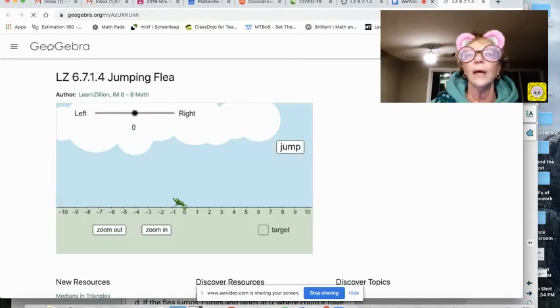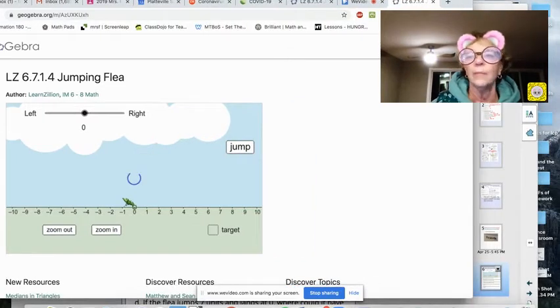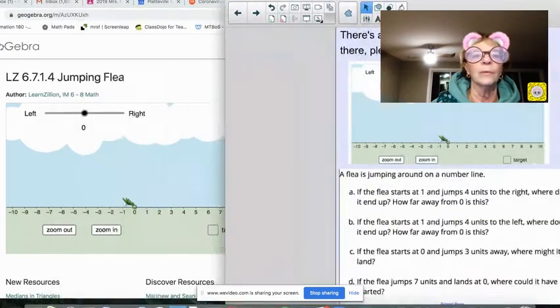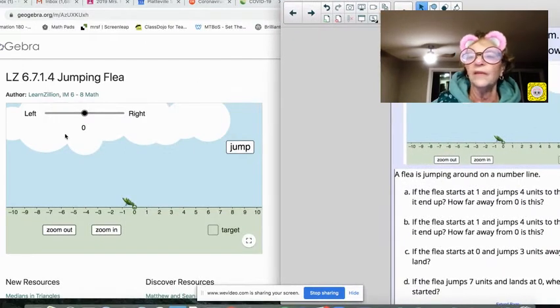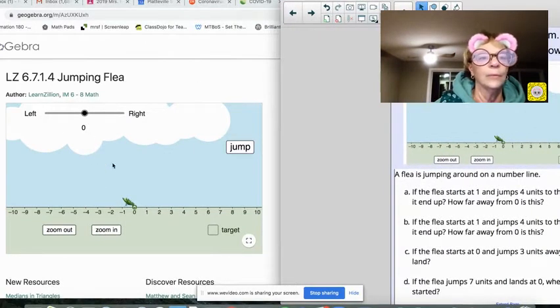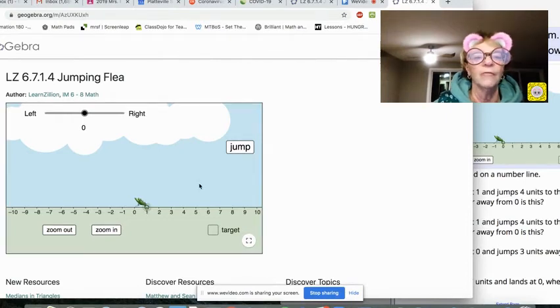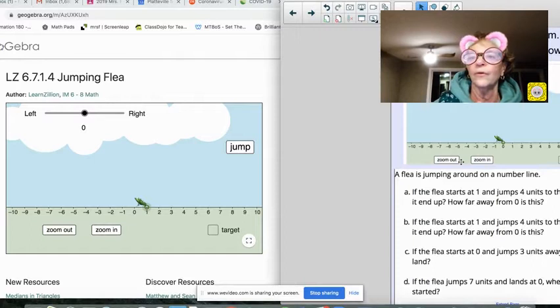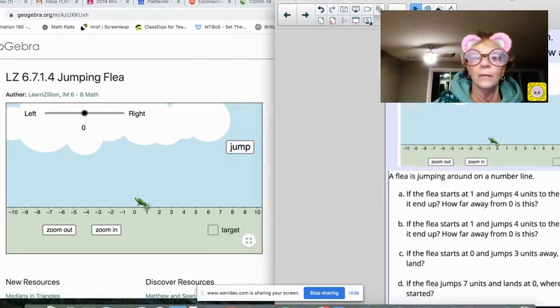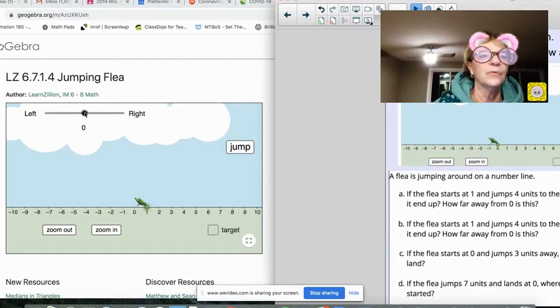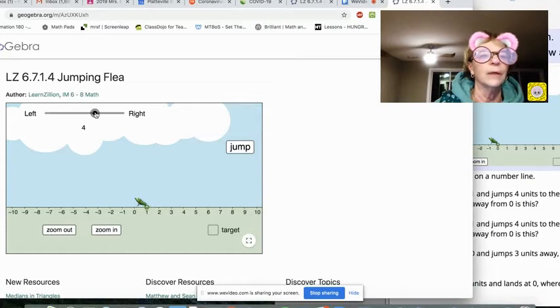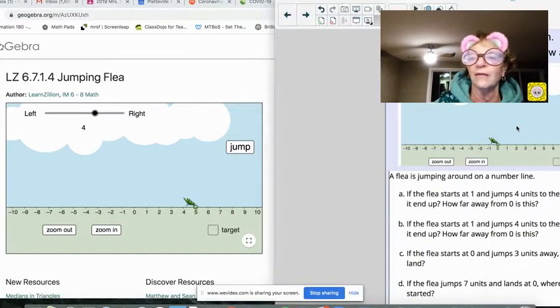So what you get when you go to this link is this little jumping flea. And my slides actually have some directions, so I'm going to make sure I can read them. It says if the flea starts at 1, and I'm going to put him there. If the flea starts at 1 and he jumps 4 units to the right, so where does he end up, right? Y'all know that if he jumps, and I can use this little slider up here, I can make him jump 4 units to the right. Bang, he jumps. Oh, it's magic. And there he is at the 5.